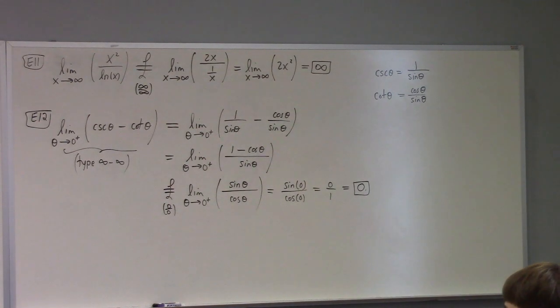Let's see here. So this one, we've got example, what am I on, 13? So we've got the limit as x goes to 1 of 1 over the natural log of x minus 1 over x minus 1. What is the natural log of 1? Nobody knows? No, natural log of 1 is not 1.